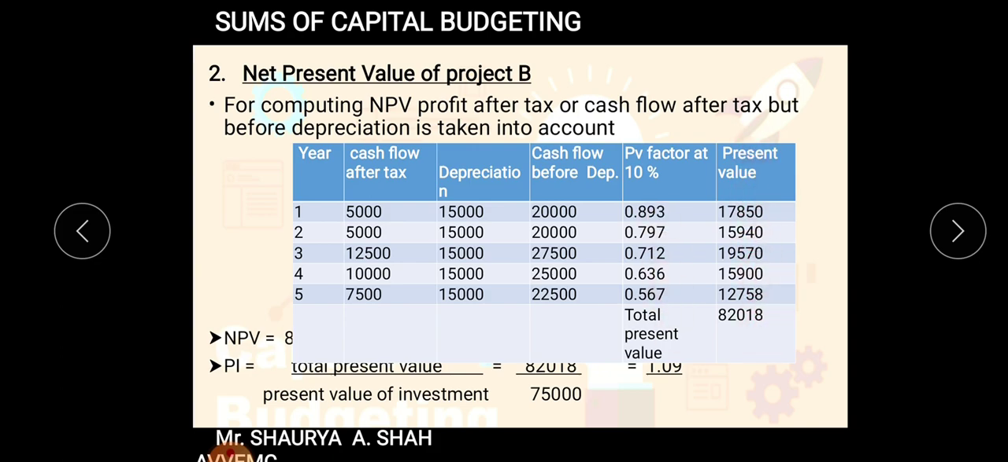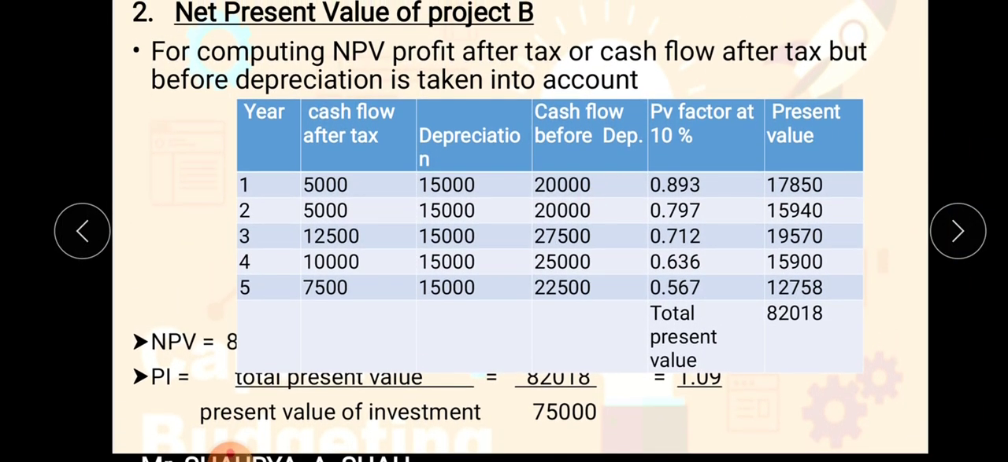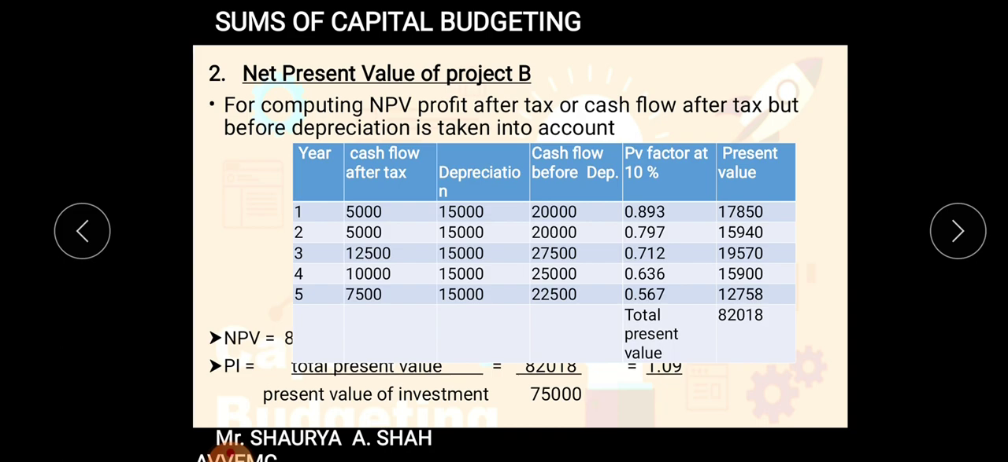So I'll do the total of present value, that is 82,018. What will be my net present value? 82,018 minus 75,000 original investment, right? So 82,018 minus 75,000, I'll get the net present value of rupees 7,018 positive, right? So my net present value will be 7,018 positive. Is it clear to each and every student? Fine. So 7,018 positive net present value I am getting. So again in net present value also project B is better.